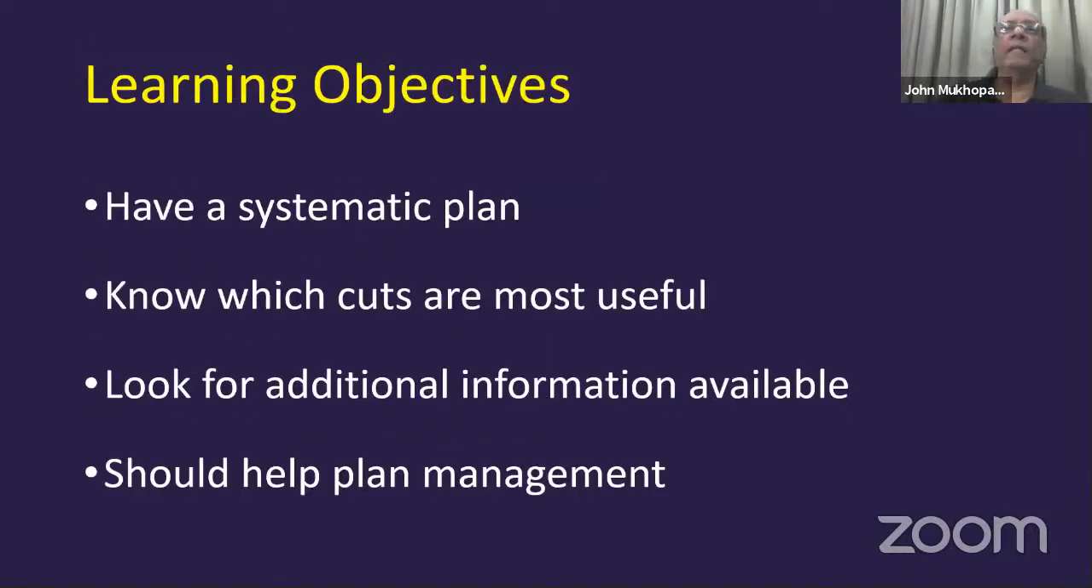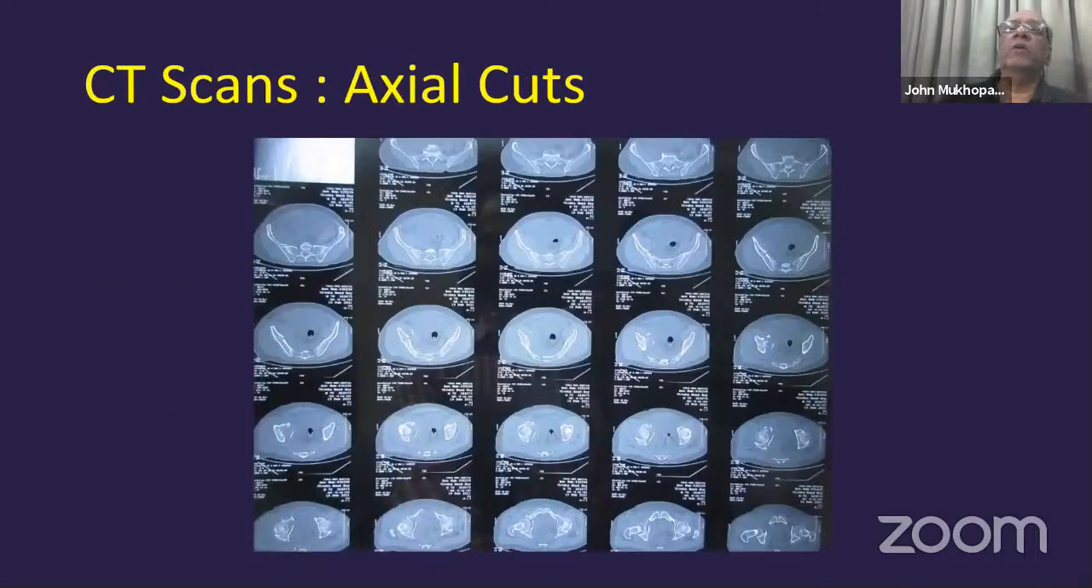Now, hopefully by the end of this talk, you would be able to have a systematic plan to read your CT scans, know which cuts are the most useful, and look for additional information available on the CT, which you may not be able to get on the X-rays. And eventually your combination of X-rays and CT scans should allow you to come to a decent diagnosis, which will help your management.